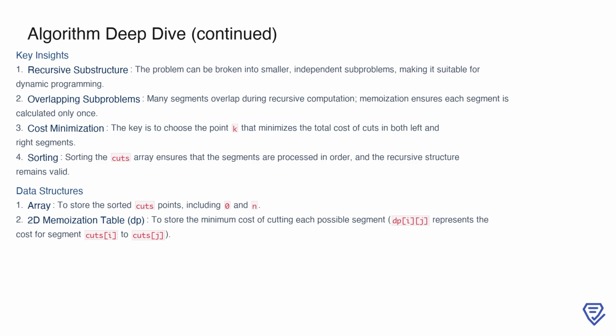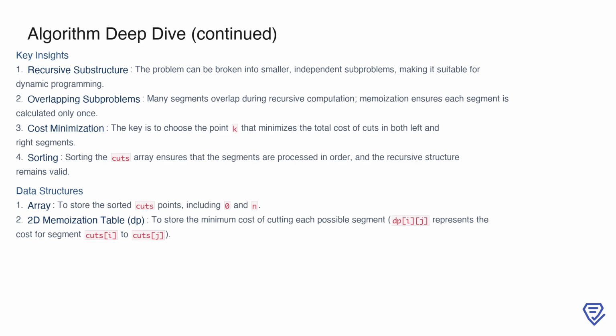Second, it involves overlapping subproblems because many segments appear repeatedly in the recursion, making memoization crucial for efficiency. Third, the key to minimizing the cost lies in choosing the optimal cutting point k that results in the lowest combined cost for the left and right segments. Sorting the cuts array ensures that the segments are processed in the correct order and that the recursive structure remains valid. To implement this, we use an array to store the sorted cut points, including 0 and n, and a 2D memoization table dp where dp[i][j] stores the minimum cost of cutting the segment between cuts[i] and cuts[j].